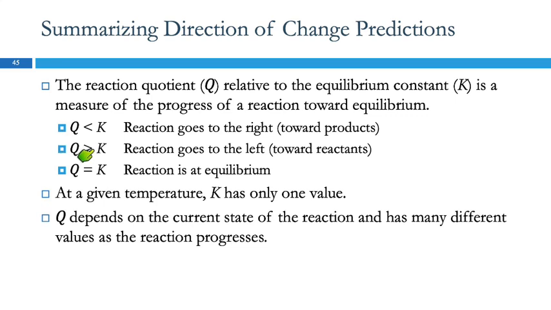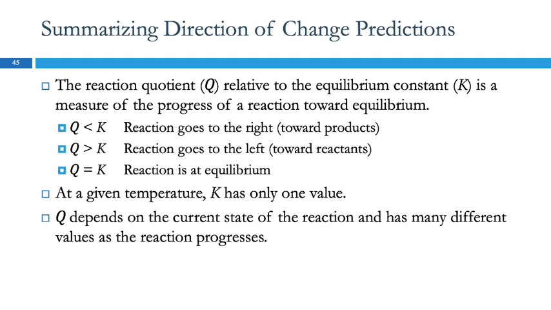If Q happens to be larger than K, and how could that happen? Well, if we have this reaction vessel and we just put product into it without any reactants, right? It can't go in the forward reaction, there's no reactants to react, but it can go in the reverse direction. So when Q is greater than K, the reaction is going to proceed to the left towards the reactants. Again, it's trying to get to that equilibrium place. When Q is equal to K, the reaction is at equilibrium.